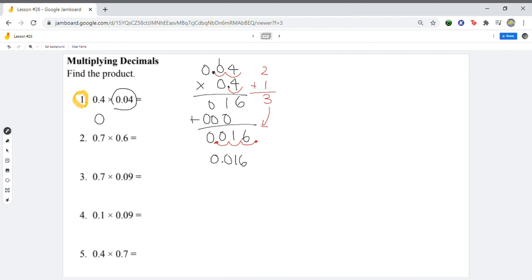So make sure that you find out how many times the decimal is moved to the left for the first number and the second number, and we're going to add these two together to know how many times you move the final answer to the left. So in this case, the first number had 2, the second number had 1, and we added this to get 3, and we have to move the final answer 3 times to the left. And there is your final answer.